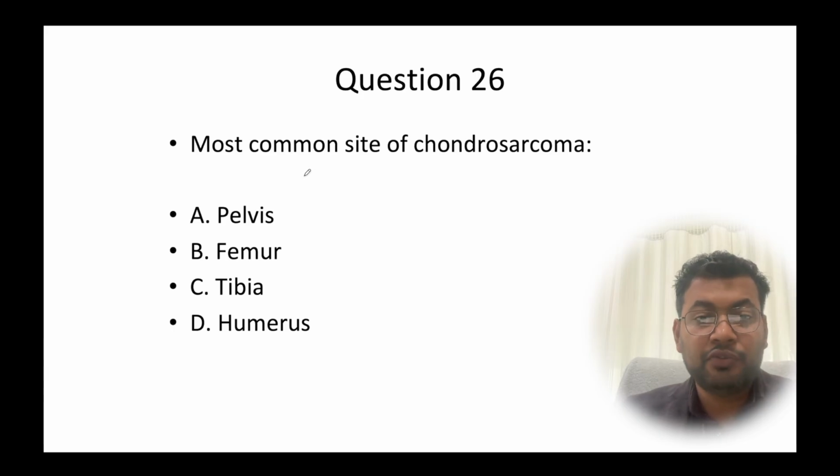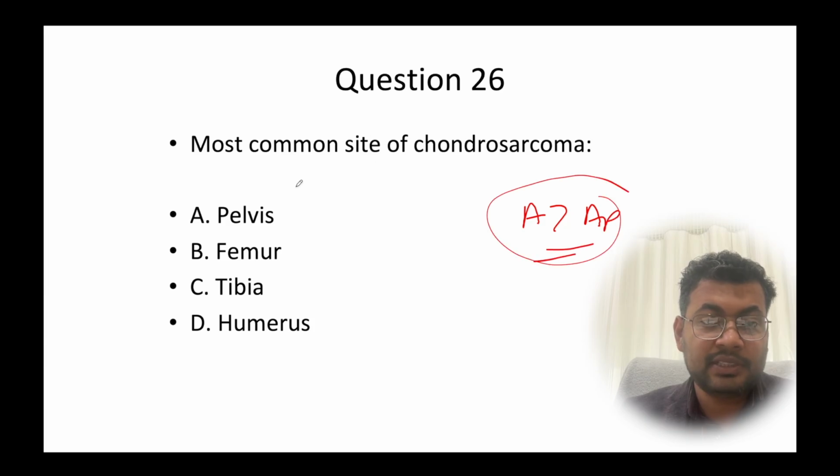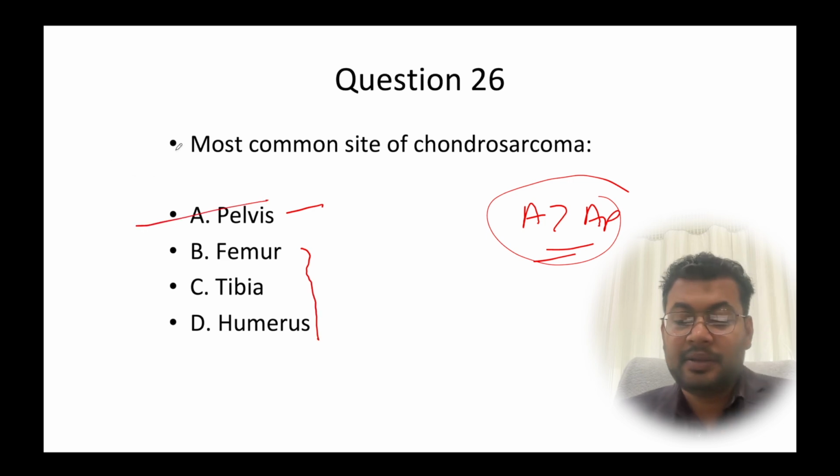Most common site of chondrosarcoma: chondrosarcoma is axial more than appendicular, axial more than extremities. So let's see, pelvis is axial, and all three others are extremities. So the answer is A, pelvis.